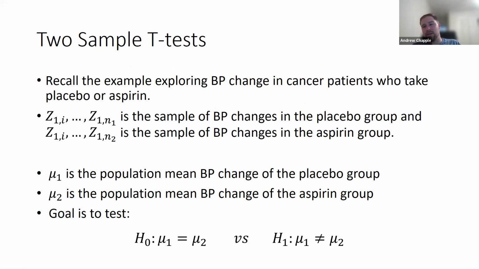So recall two sample t-tests. How do we do this? Recall the example exploring blood pressure change in cancer patients who take a placebo or aspirin. So again, right here, Z11 to Z1N1, that's the sample blood pressure change in the placebo group. And then Z21 to Z2N2 here, this is the blood pressure change in the aspirin group. Mu1 is the population mean blood pressure change in the placebo group, and Mu2 is the population mean blood pressure change in the aspirin group. The goal here is to test the null hypothesis that these two means, the mean blood pressure changes, are equal, versus the alternative that they're not equal.